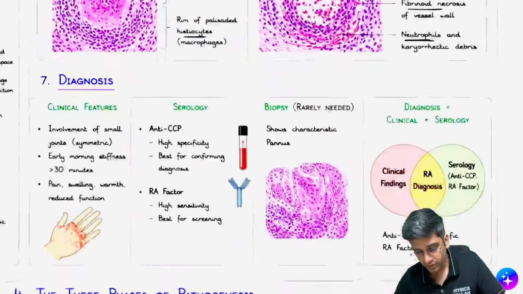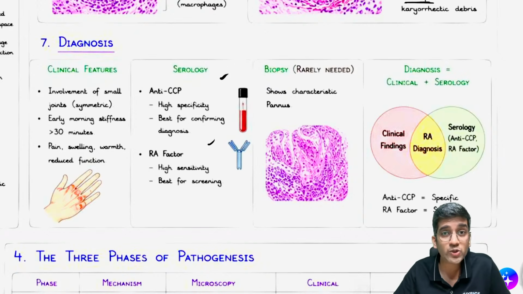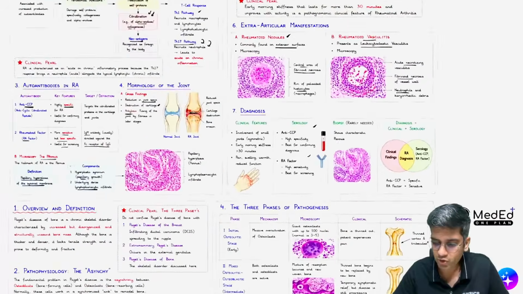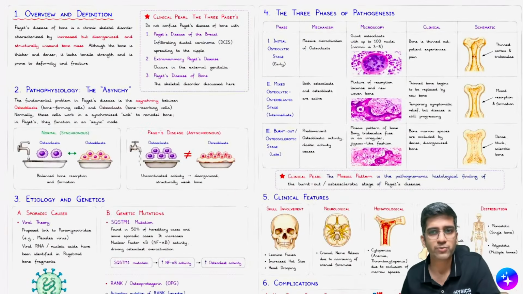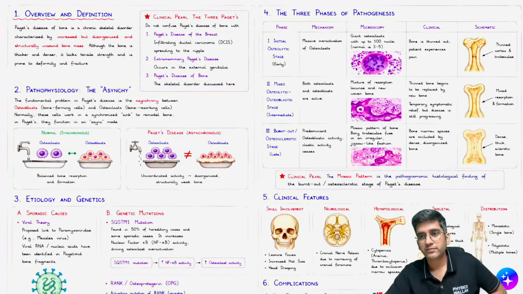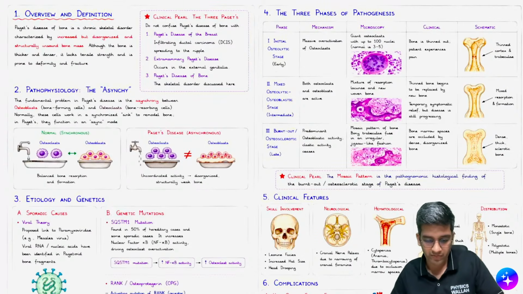Fine. Diagnosis is primarily clinical features. In serology, you can see anti-CCP antibody and RA factor. Rarely do you need a biopsy. Maybe for rheumatoid nodules and vasculitis, I might require a biopsy, but definitely not for rheumatoid arthritis, right? Okay. And treatment, I'm sure you know the treatment. You know about normal drugs and also the disease-modifying drugs in rheumatoid arthritis. I'm sure you'll be able to write that. Fine. Okay. Done.